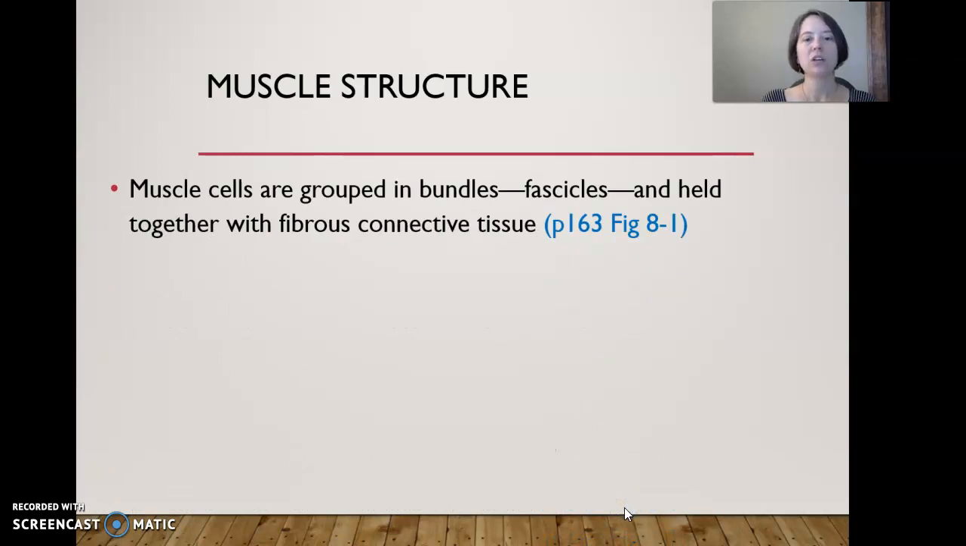So muscle cells are grouped in bundles. These long rope-like cells are put in a bundle, and that's called a fascicle. And then they have connective tissue, specifically fibrous connective tissue, to hold that all together. There's a nice picture on page 163 of that. It shows the whole muscle, and then it shows the fascicles and the connective tissue and then the one cell.